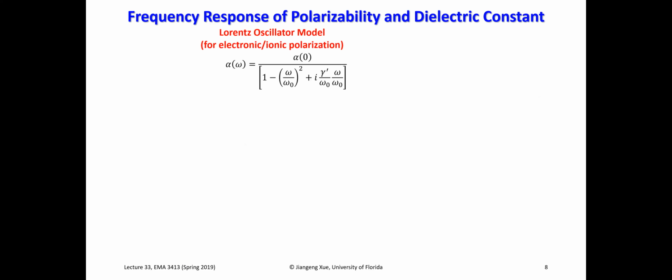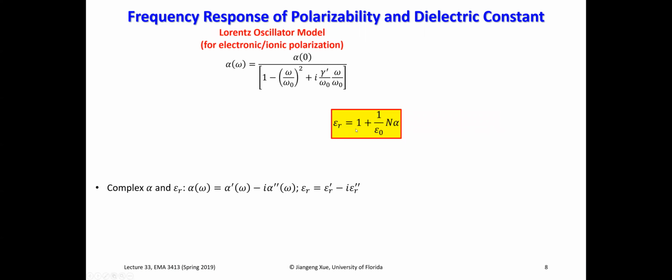So for the Lorentz oscillator model, the polarizability can be written in this form. Omega 0 is the so-called resonant frequency of these oscillators. And understand that we have both real and imaginary parts for the polarizability. And since we have a relationship between the dielectric constant and the polarizability in this simple form, they have a linear response, a linear dependence. So that also means that we're going to see real and imaginary parts in the dielectric constant as well. And obviously, the imaginary parts will be directly proportional to each other, and the real parts will have a linear dependence between them.